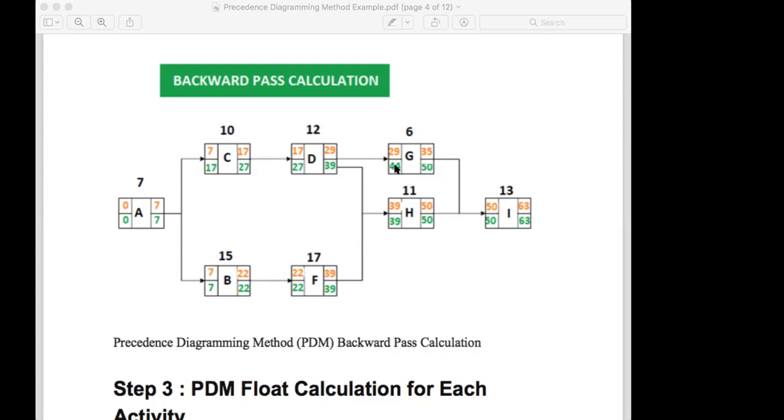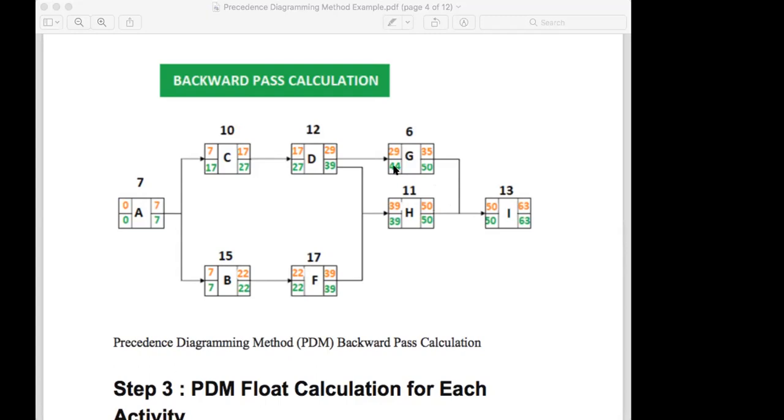Now you see, if you start this activity by the 29th, it will be finished by the 35th, and you will be idle for 15 days. So what did we do on this side? For this to finish at 50, we can start this at 44.